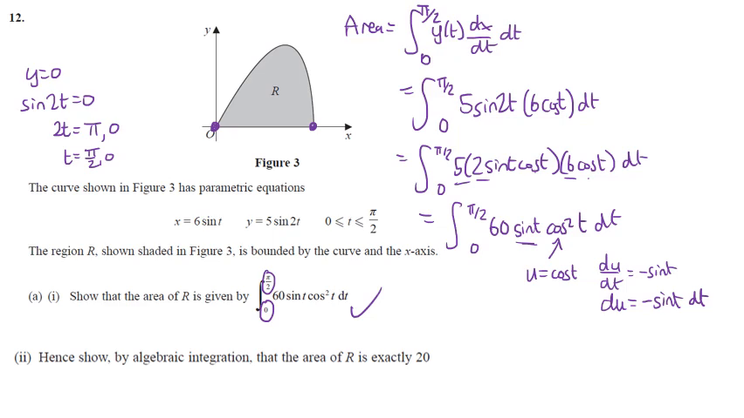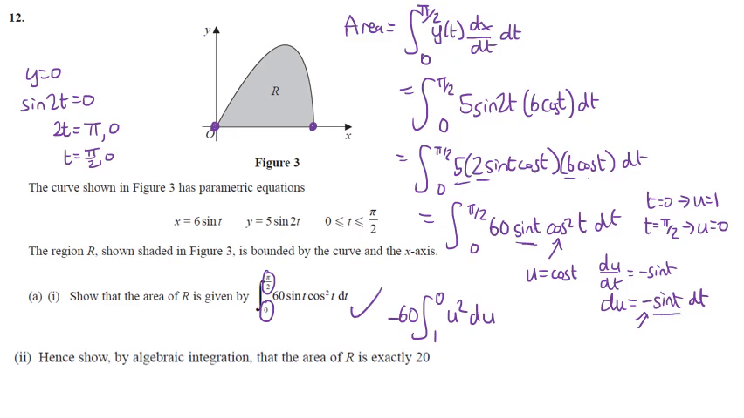If we're making a substitution, we also need to change the limits. So when t is 0, cos 0 is 1. And when t is pi over 2, cos of pi over 2 is 0. So our integral becomes lower limit is 1, upper limit is 0. We'll put the 60 outside because it's just a constant. We also got a minus sign here, which will go outside. And then all we're left with is u squared du.